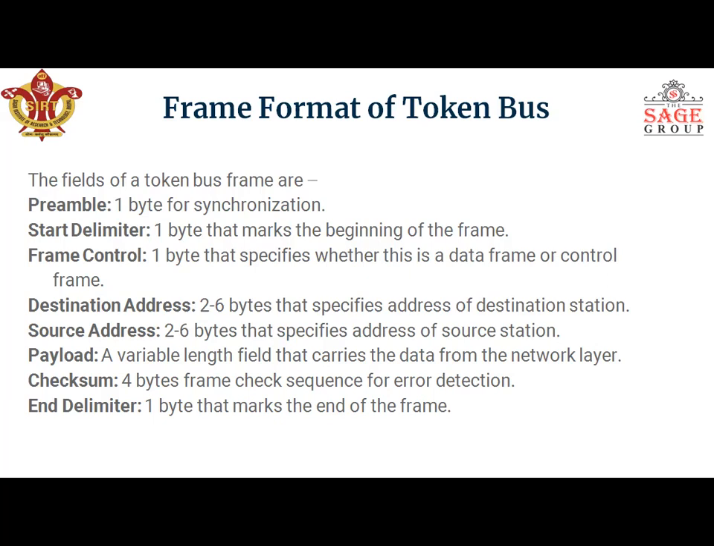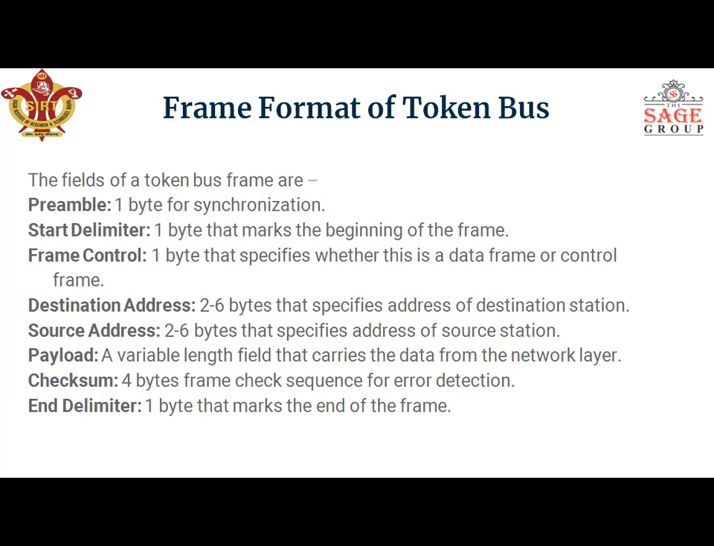So we put the source address in the source address field, and the destination address into the destination address field. Now the next field is the payload, which is a variable length field that carries the data from the network layer. Meaning payload basically adds the data received from the network layer. The next field is checksum, that is basically 4 bytes long, containing a frame check sequence for error detection. Meaning why do we insert that field? Basically it is used for error detection or checking sequence.